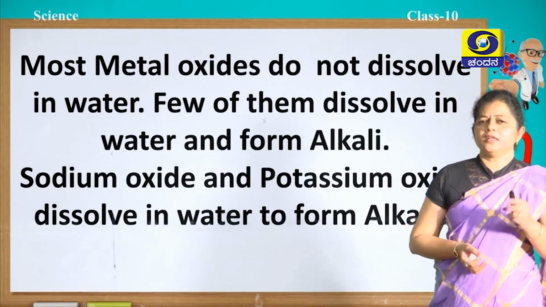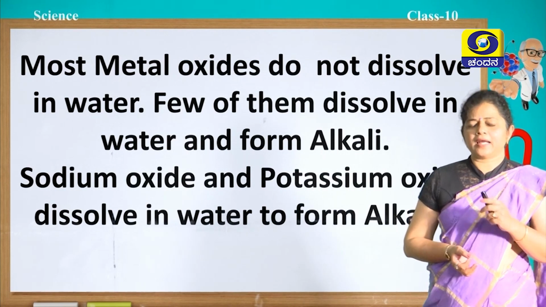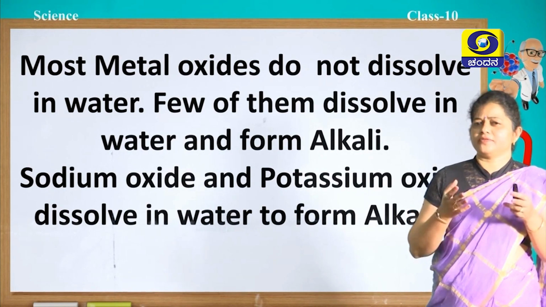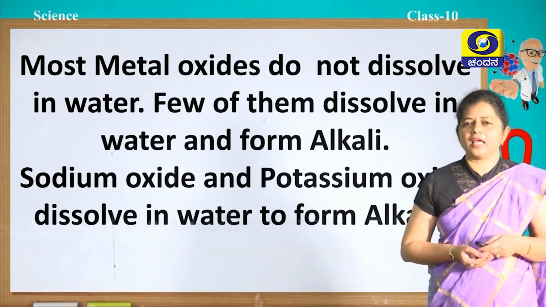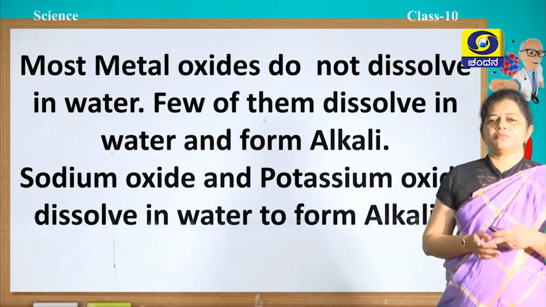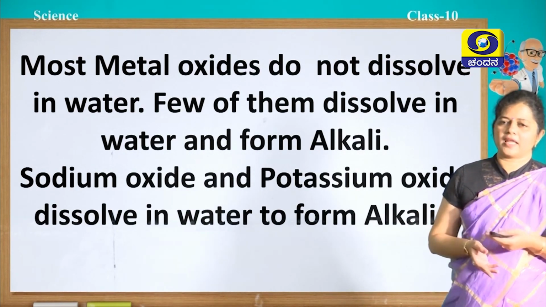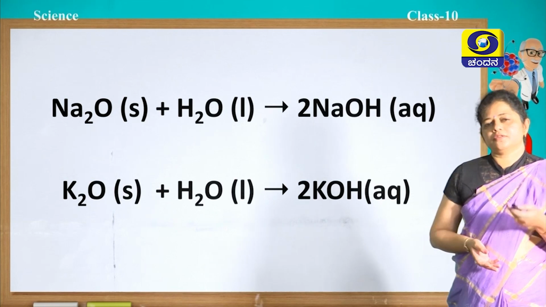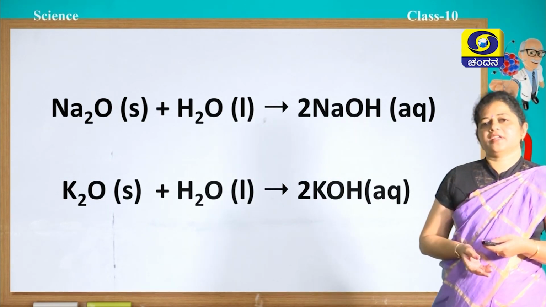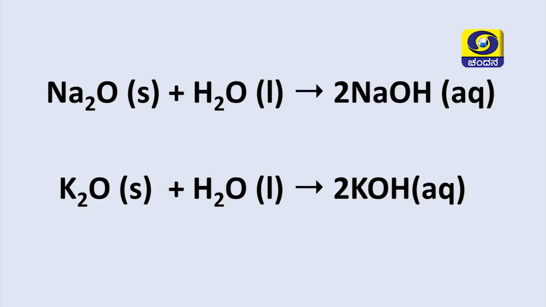Some of them dissolve in water and form what is called an alkali. Sodium oxide and potassium oxide dissolve in water to form alkalis. You can see here sodium oxide in the solid state dissolves in water to form sodium hydroxide in the aqueous state. So, sodium hydroxide is an alkali, and potassium oxide dissolves in water to form potassium hydroxide, again in the aqueous state, an alkali.